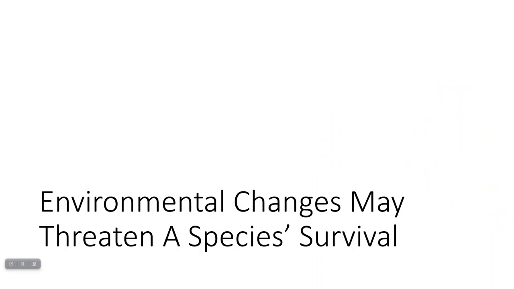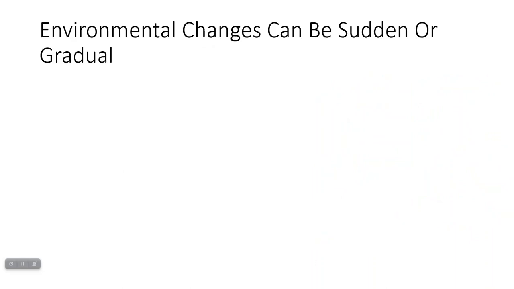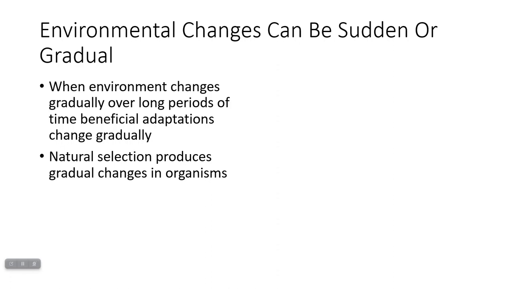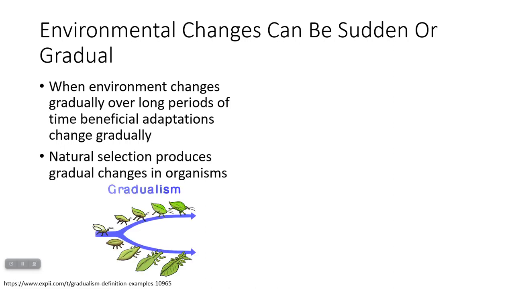So, these environmental changes can affect the survival of a species. These environmental changes can have different timescales and happen at different speeds. Environmental changes can be sudden or they can be gradual. When the environment changes gradually over long periods of time, the adaptations that are beneficial change gradually, and those result in small scale, gradual changes in organisms, which is called gradualism.